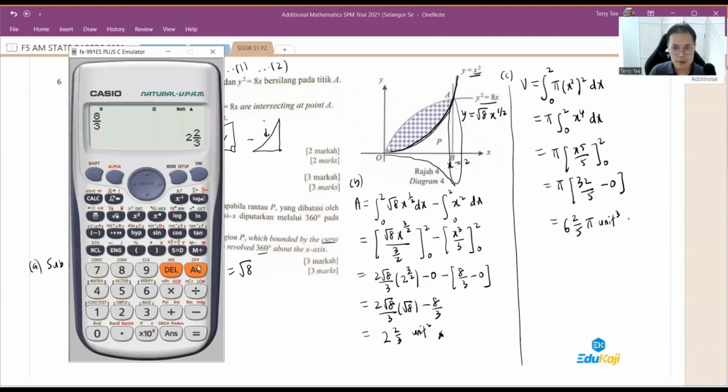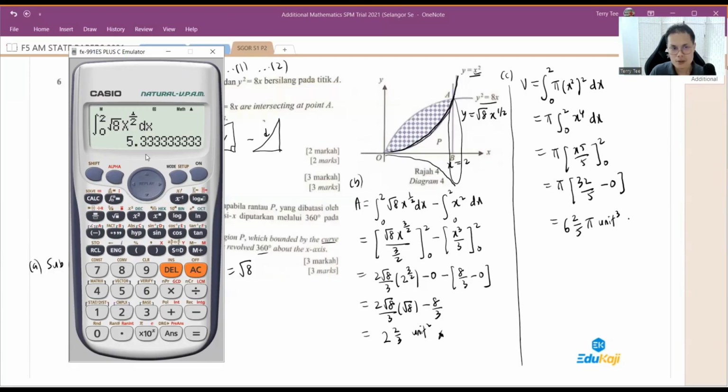For example, with this calculator, we can integrate, even the first part. I can integrate square root 8, alpha x, where x is this, close bracket. You have to type alpha first followed by x. And then this is a power half, 1 over 2. Lower limit 0, upper limit is 2. There you go. The problem is this will take some time.